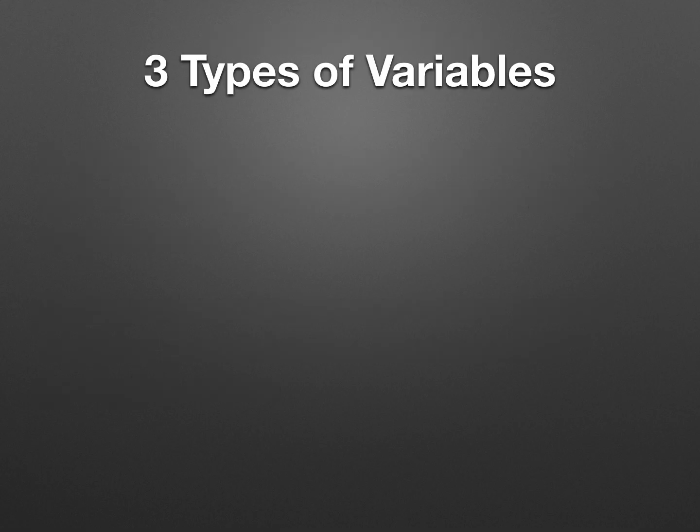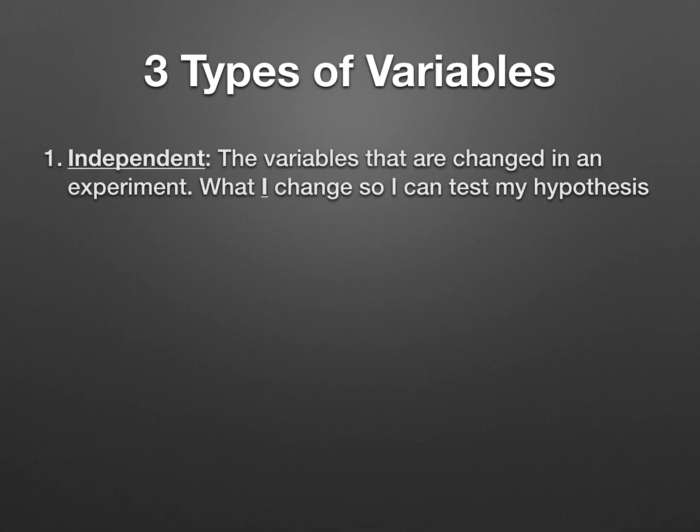Now we're going to talk about 3 types of variables. Now these will come up throughout the year. The first of the variables is an independent variable. These are variables that are changed in an experiment. I underline the word I in the next statement. It says what I changed so I can test my hypothesis.